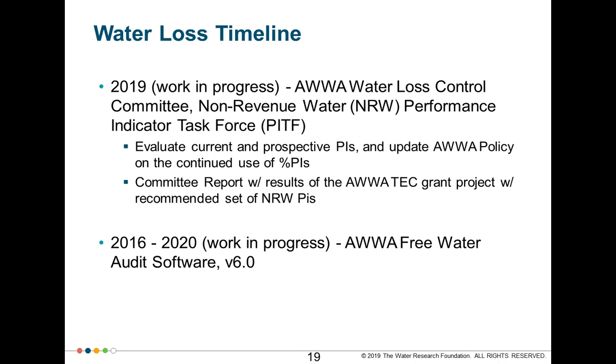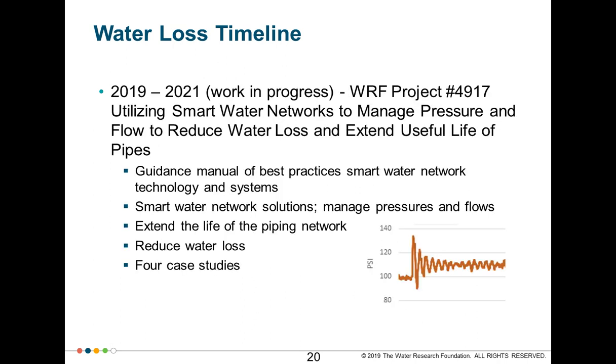This information then will be produced out into the industry through the AWWA Water Loss Control Committee. We have a task force called the Performance Indicator Task Force, and their intent is to produce a committee report, hopefully sometime this summer, to provide the recommendations moving forward in reference to the performance indicators. And then out into the future, we envision an update to the AWWA Free Water Audit Software version 6.0, which will have multiple updates, but one obviously will be the inclusion of the new performance indicators.